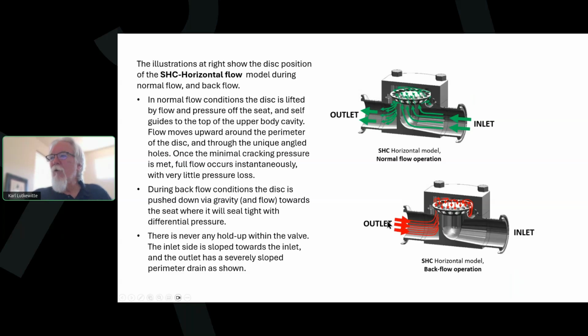For reverse flow on the horizontal, same concept as with the SVC, the vertical valve. When the pressure on the outlet side from the force of flow exceeds the pressure on the inlet side, of course, the disc is going to drop on the orifice and seal it. And all pressure is pushing the disc into the seat. Again, there's never any holdup with that valve as well.